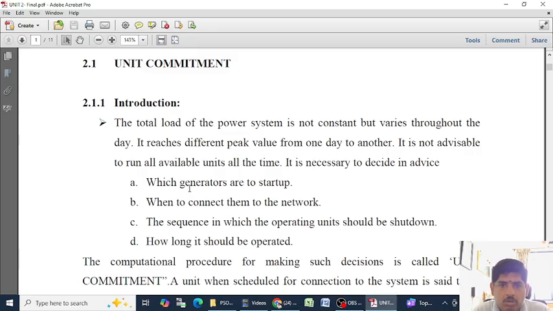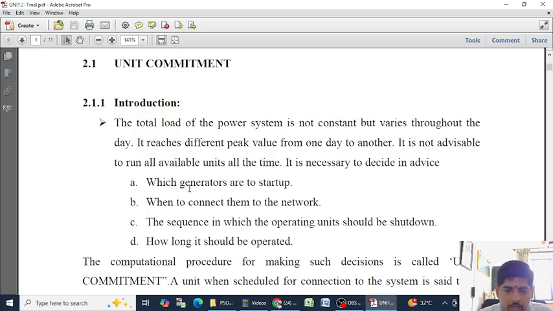Hi friends, so today we are going to discuss unit commitment. So what is unit commitment in power system operation control? In each generating station, we have more than one unit, in different ratings. A generating unit could be a 6.6 kilowatt unit, or an 11 kilowatt unit, or a 6.3 kilowatt unit. So there are different generating units we have.